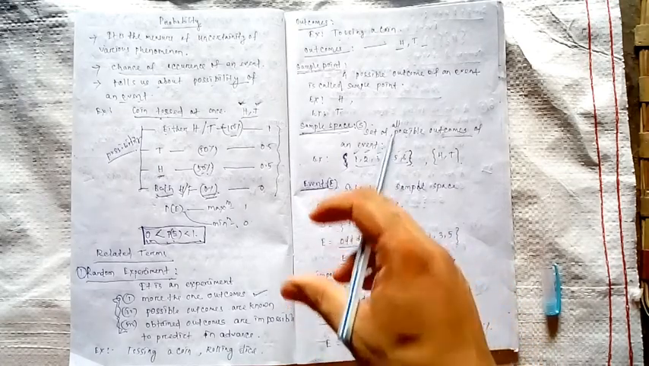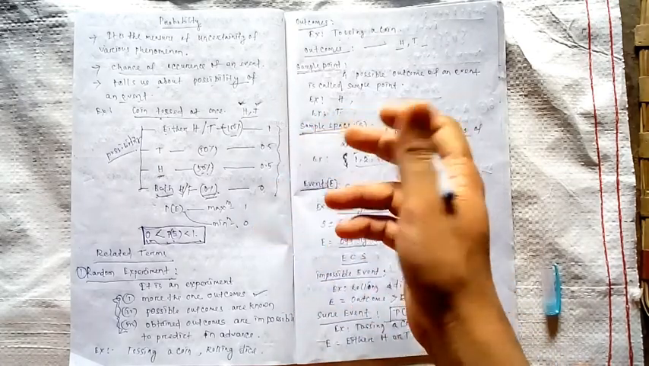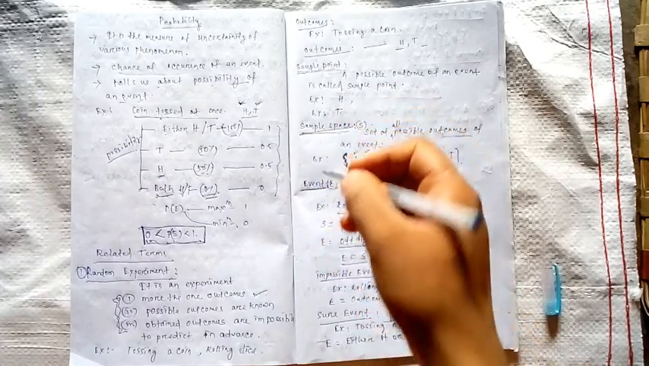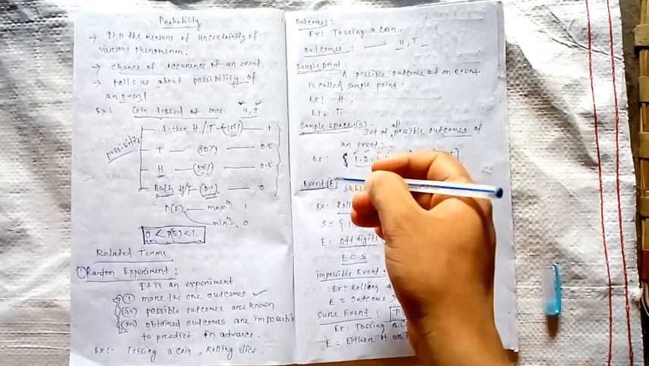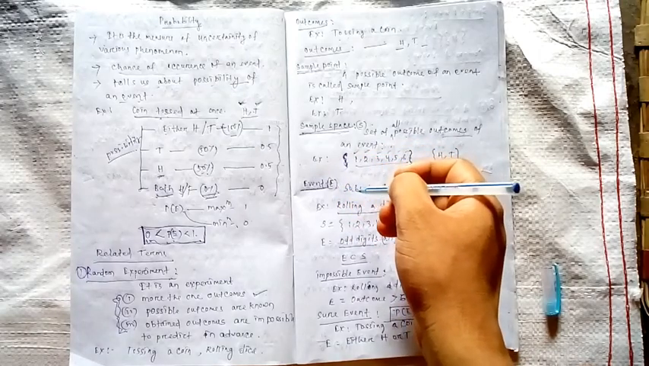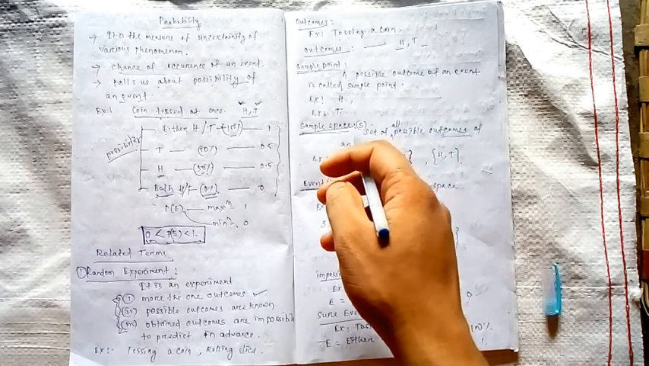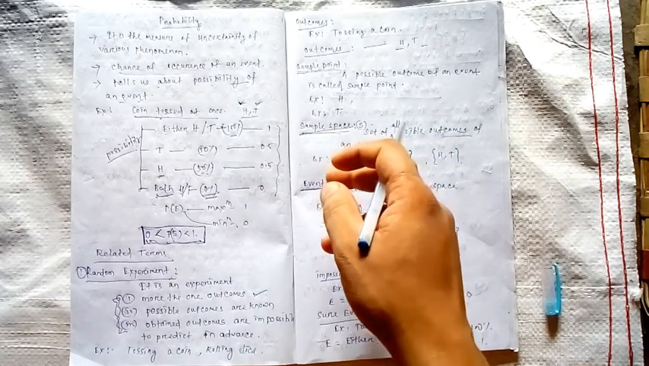So these are the basic terms related to probability. I think this session will help you gain some knowledge. Next class we see some other related terms and formulas.